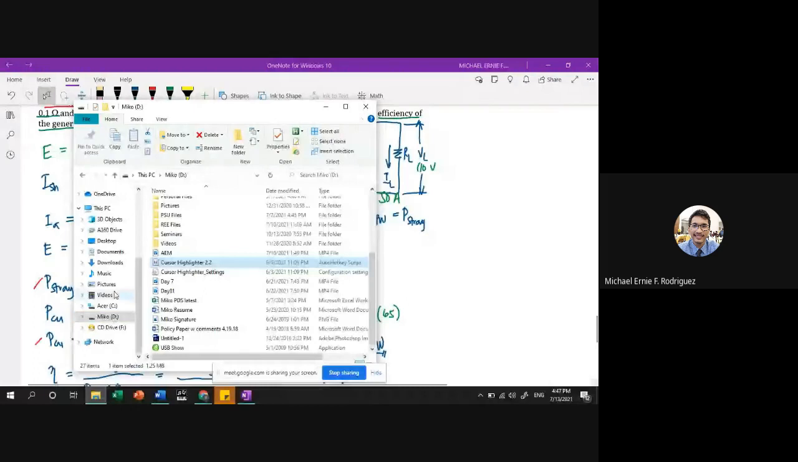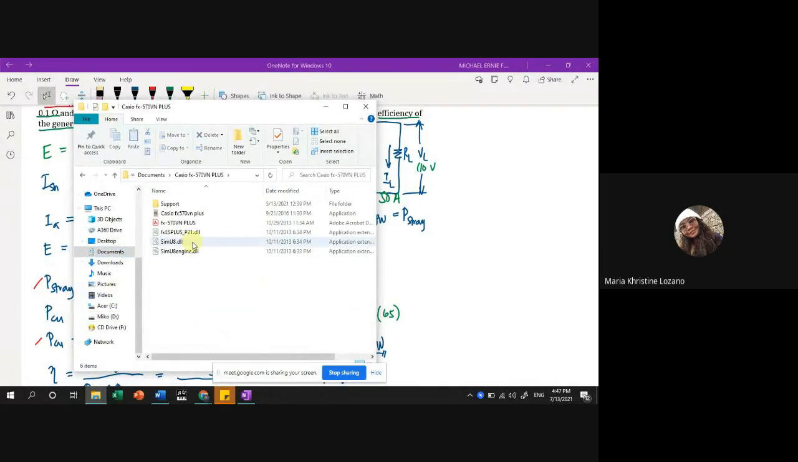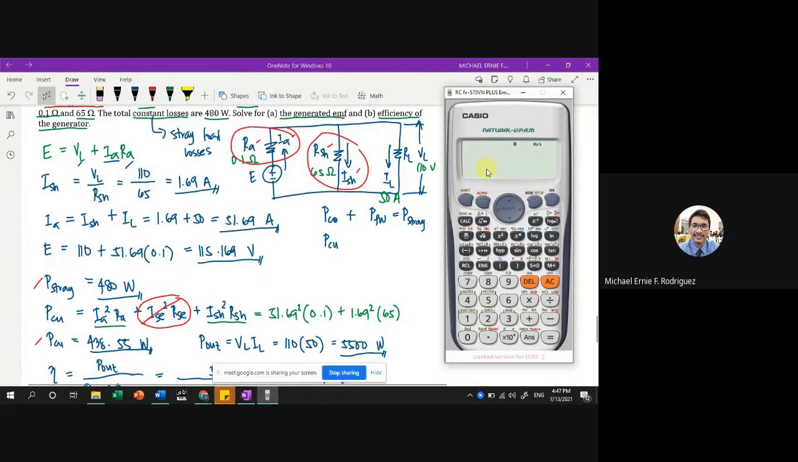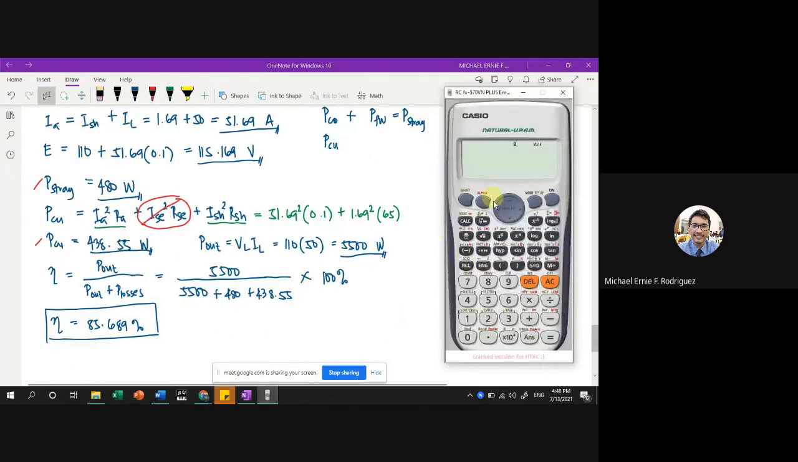Ayan. Sige, try natin sa calculator ha. Verify natin kung tama yung losses natin. Copper losses. Solve natin. Buti may calculator ako dito. 51.69 squared times yung 0.1. Dati baka may mga talaga. 1.69 squared times 5.